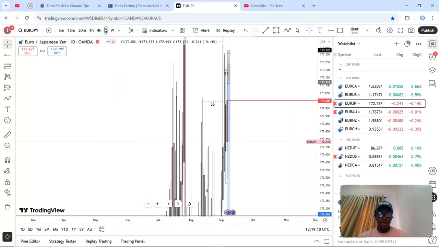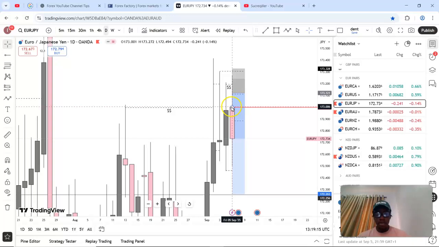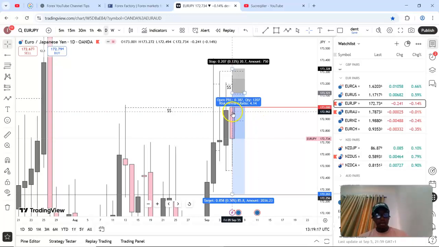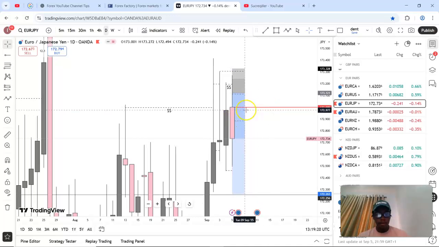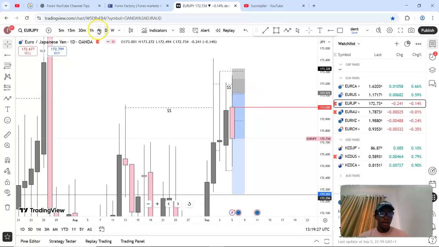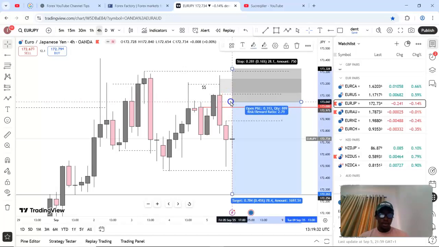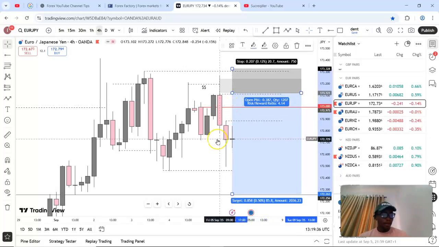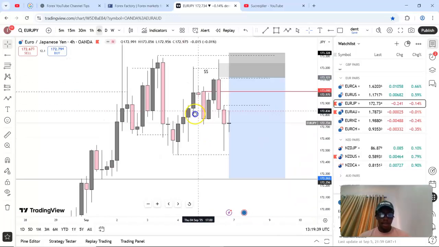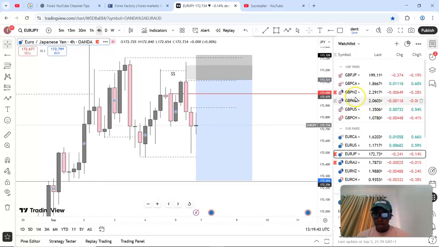Let me go to the daily time frame. You can see this is the previous day high, previous day open. This candle is on Friday, previous day open. As long as it goes above this to draw some liquidity, I can probably shift my entry to this point here. So I'm just going to wait for the reaction, then take the trade. So that's on EURJPY.